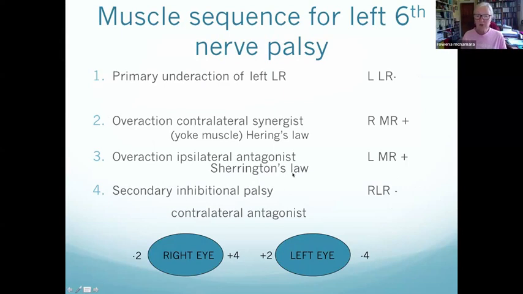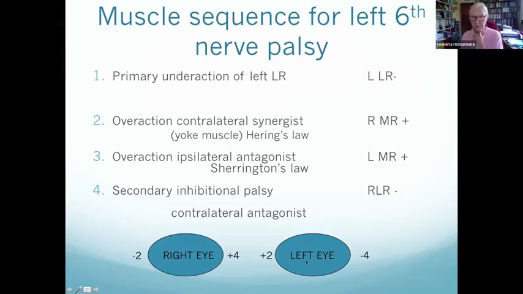And again, for those of you that can memorize in patterns, it's going to be under, over, over, under. So we have a primary underaction of the left lateral rectus. We have an overaction of the synergist in the other eye, sometimes called the yoke muscle. And that's due to Herring's law. So when one muscle contracts, the other one is sent messages to also contract, and it's working normally, so it seems to work over. It overacts. As time goes on, stage 3 and 4, we have an overaction of the same eye, medial rectus, because it's pulling against a muscle which is now not working. And then the 4th stage is an inhibitional palsy of the other lateral rectus.